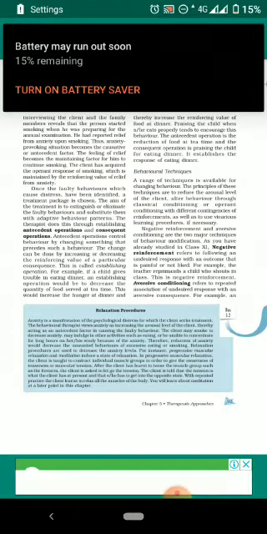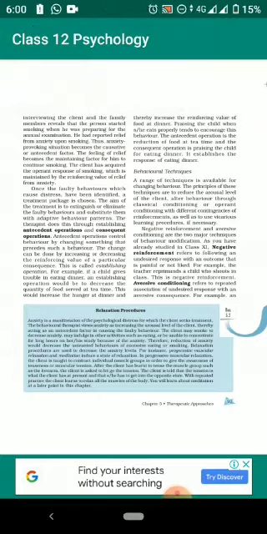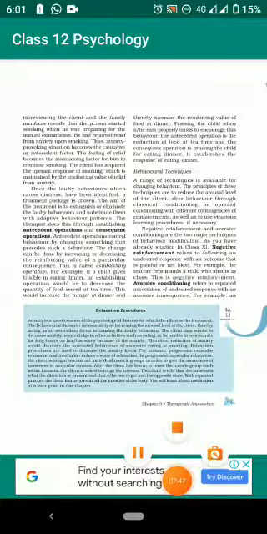So children, vicarious learning is learning by observing others. It is the process of rewarding small changes in the behavior. The client gradually learns to acquire the behavior of the model. So children, these are the different types of techniques that are used in behavior therapy.